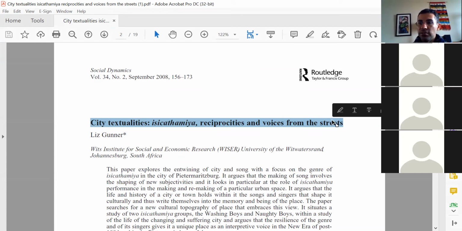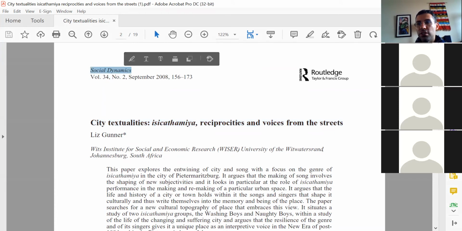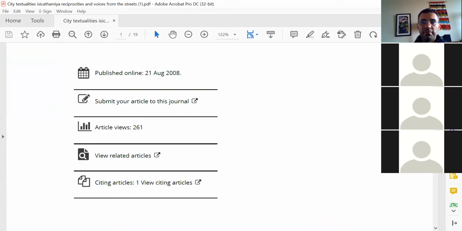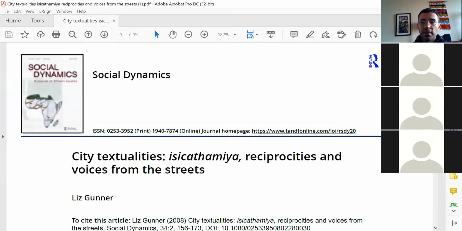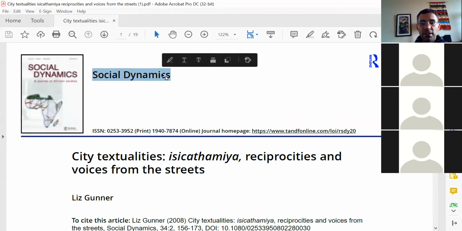After the title, we have to find the name of the journal. Remember, this is a journal article, so it comes out of a journal. The journal in this case is called Social Dynamics. If we went to the top of this article, you'll see that you get a picture of the journal. There's the full name of it. So we can see that this is the journal that we're dealing with.